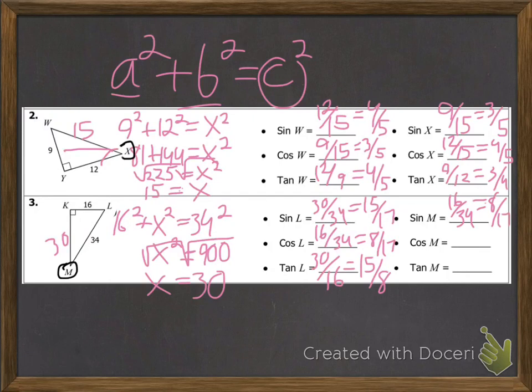Now the cosine of M, adjacent over hypotenuse, so the one next to it, so 30 over 34. And then that will become 15 over 17. And then tangent is opposite over adjacent. So that would be 16 over 30. And that will be 8 over 15.